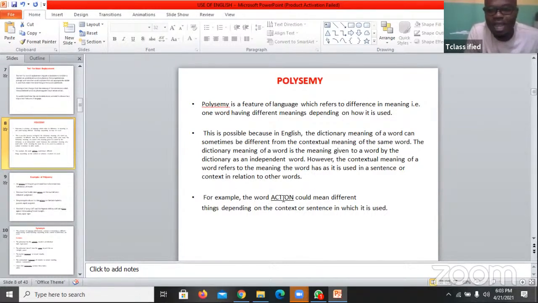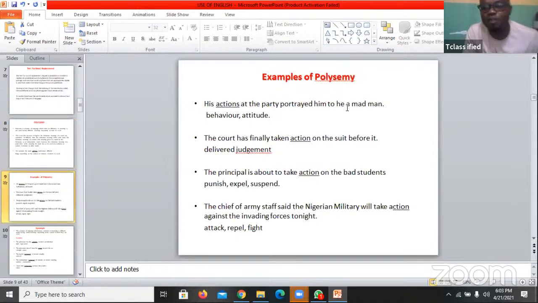For example, the word action could mean different things depending on the context of the sentence. So let's look at this critically now. So examples of polysemy, we have: his actions at the party portrayed him to be a madman. So what is the meaning of actions here? In this context, action simply means behavior. So you can simply say that the synonym of the word action here is behavior, because you can say his behavior at the party portrayed him to be a madman. Or you can say his attitude at the party portrayed him to be a madman. So you see here now, action means behavior or attitude.